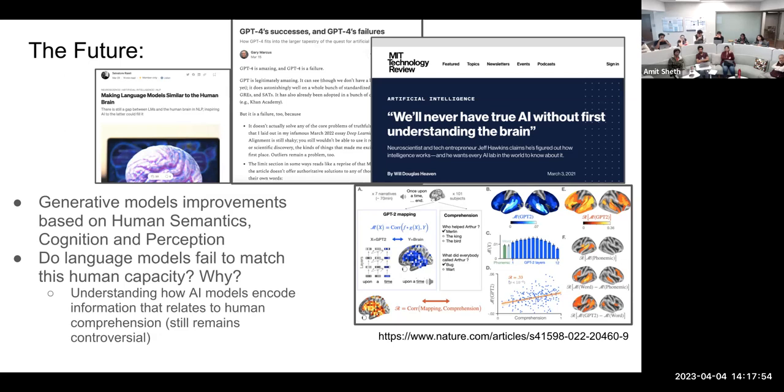For doing that, we need to really understand the human capacity. And to understand that, we need to first see how we can correlate these things. So there is a study, this Nature article, on how GPT-2 is correlated with actual brain activity. So people are now trying to understand whether these generative models have any information which we can relate to the human brain. That kind of study is being done to improve these models.